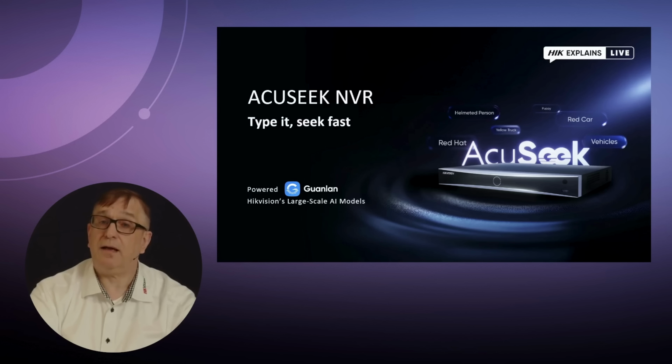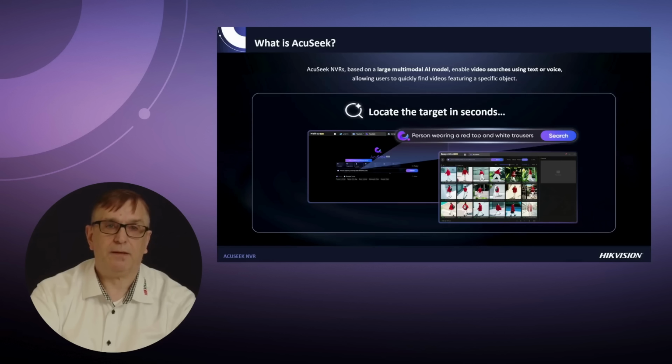AcuSeek is our AI search engine, if you'd like. You can enter a text description of what you're looking for, and AcuSeek supports you in finding the right moments quickly. Here's an illustration of the process. You simply describe what you're looking for by inputting text or even voice, and the system returns your results quickly. For example, person wearing red top and white trousers, and the system provides these results in seconds. The core idea is simple. Type it, seek it, fast, and locate the target in seconds.